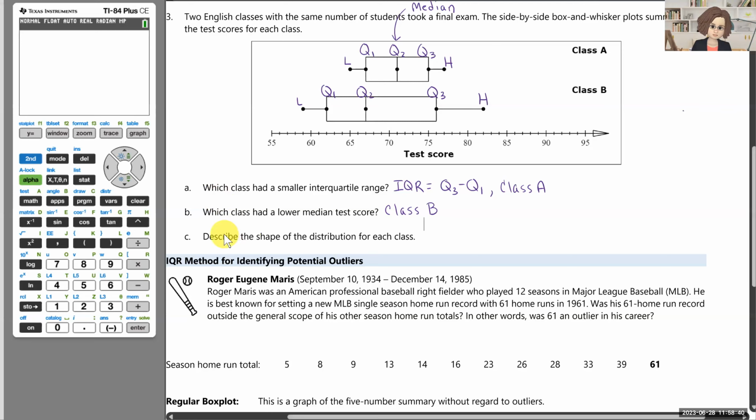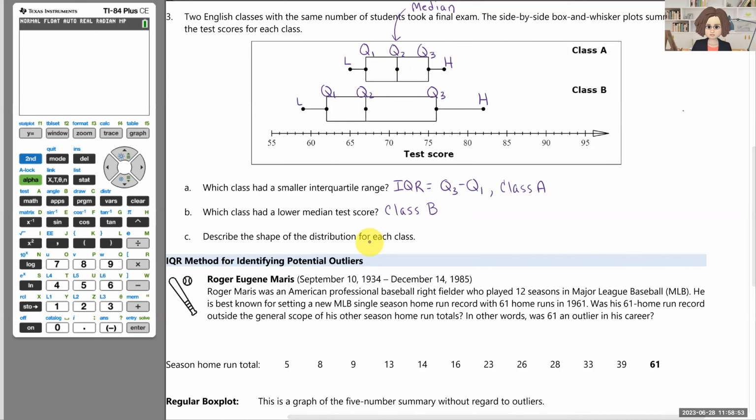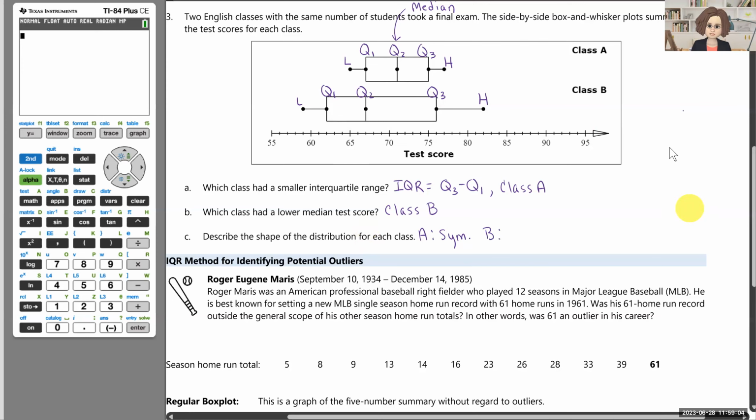And then we're going to describe shapes. For class A, that graph is actually perfectly symmetric. The whiskers are the same length, and the left and right sides of the box are the same length. We don't always talk about perfection, but that one is perfectly symmetric. And for class B, the right whisker is longer than the left, and the right side of the box is longer than the left side of the box. So that creates our skewed to the right shape.